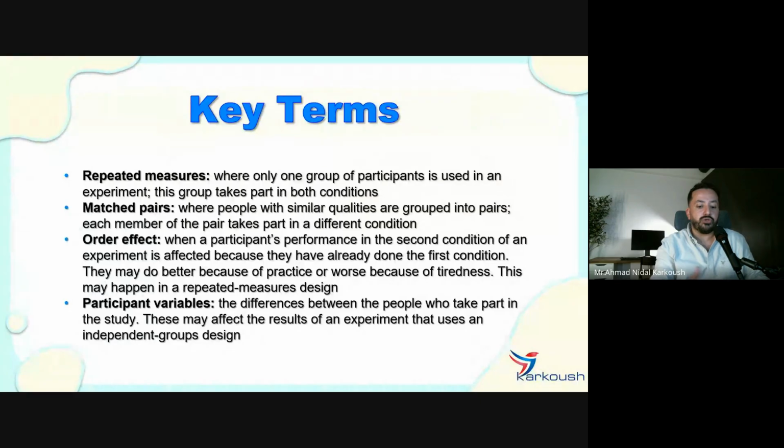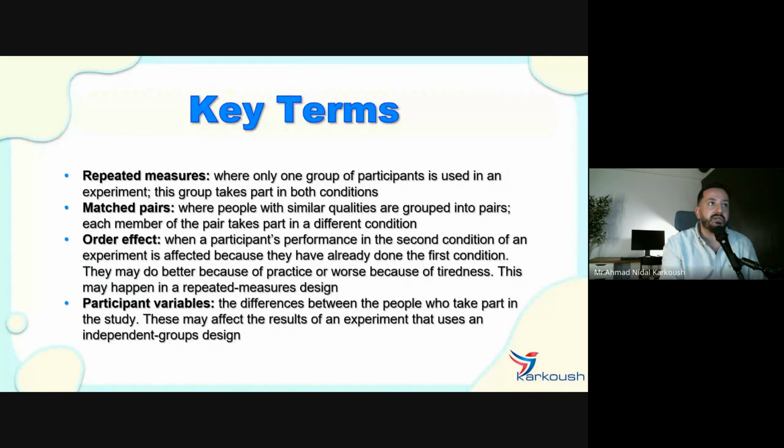Technically, the order in which those conditions take place might actually affect the end result. So that's the problem with repeated measures. I am conducting the same experiment on the same group, but I'm doing it under two different conditions. And the order in which I expose them to these conditions might affect the whole thing.